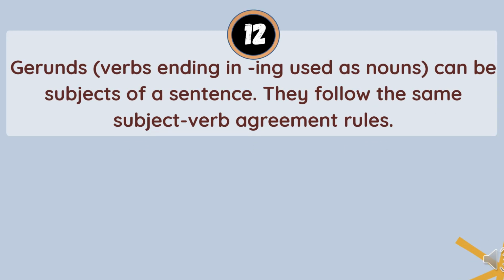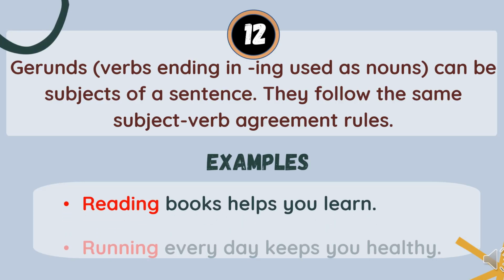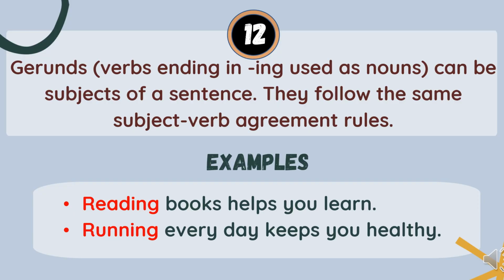Did you know? Verbs ending in ing can become nouns called gerunds, and they can be subjects of sentences too. Just like regular subjects, they need to agree with their verbs. Examples: reading books helps you learn. The gerund reading is singular, so it takes the singular verb helps. Running every day keeps you healthy. The gerund running is singular, so it takes the singular verb keeps. Remember, when a gerund is the subject, treat it as singular and use a singular verb.